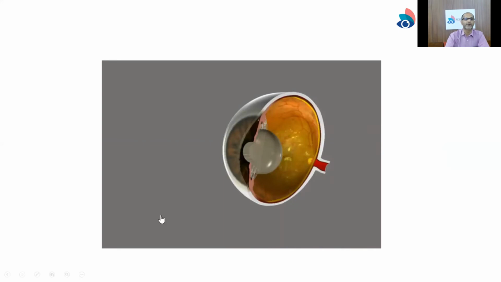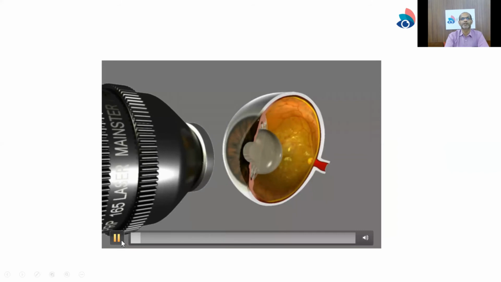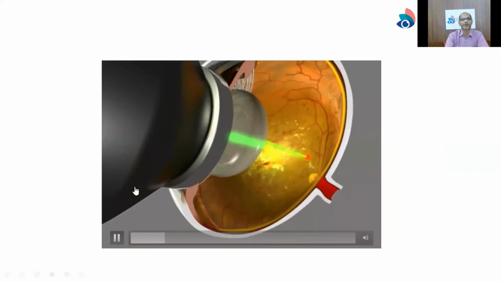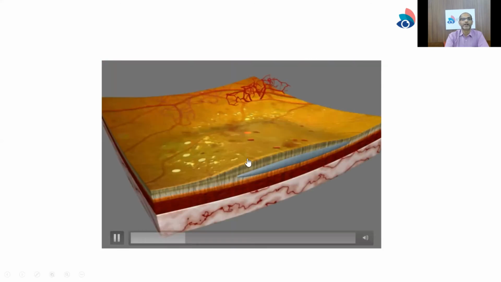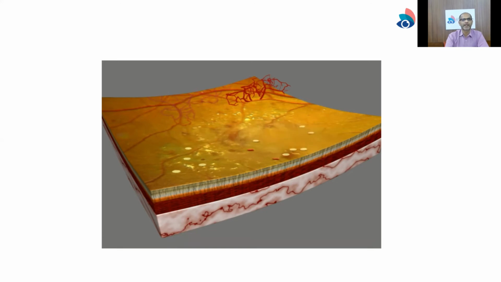This is another video which shows the focal laser treatment in the posterior pole, how it acts, how the leakage gets absorbed, and how the retina settles down. So this is the mechanism of focal or bead laser.